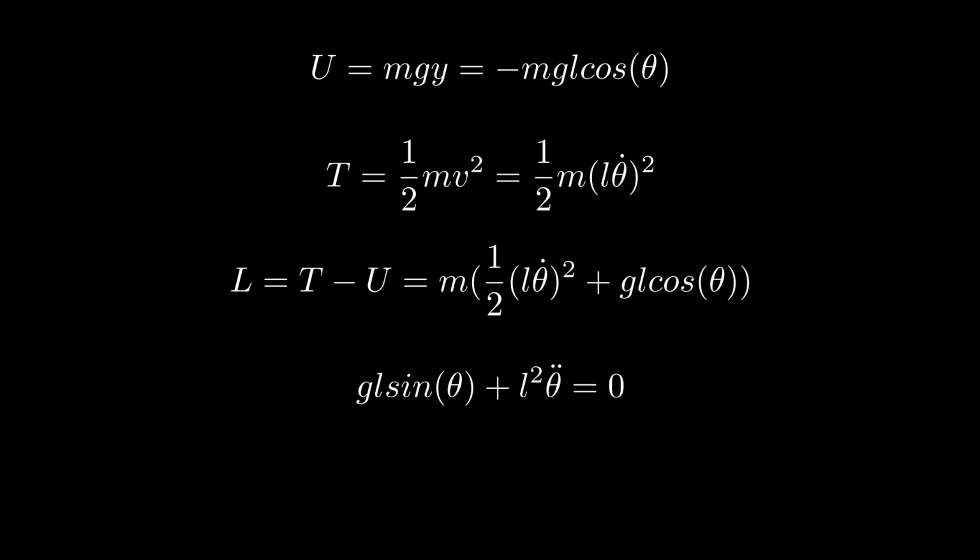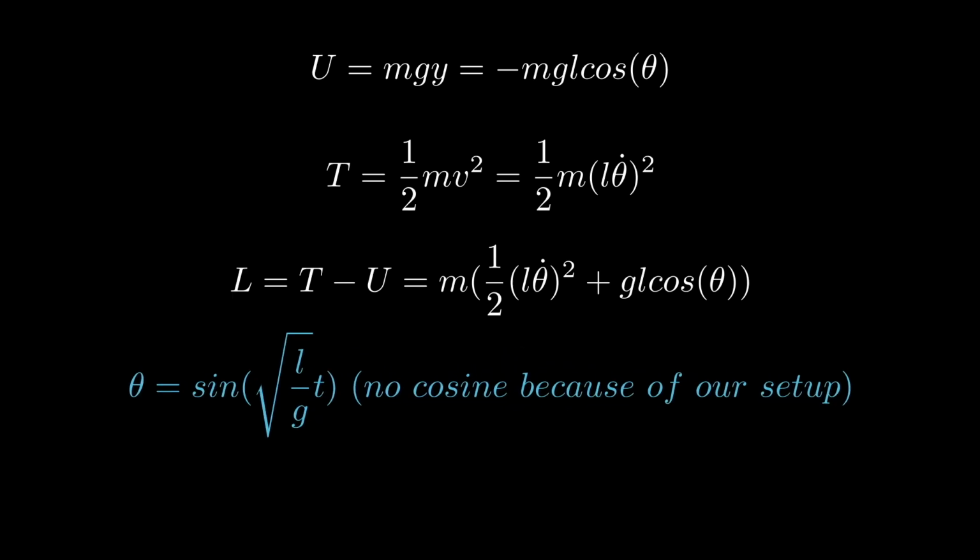If we're only interested in getting a small angle approximation, then we can use something called perturbation method and substitute in a first-order approximation for sine of theta, which makes this differential equation easier to solve. Although this is easier to solve, it's now only valid for small angles. And after some simplifying, we arrive at our small angle approximation for theta as a function of time.